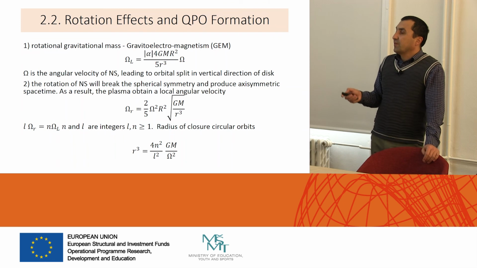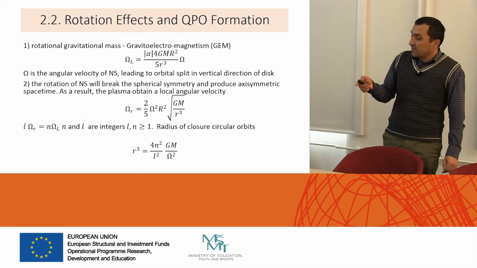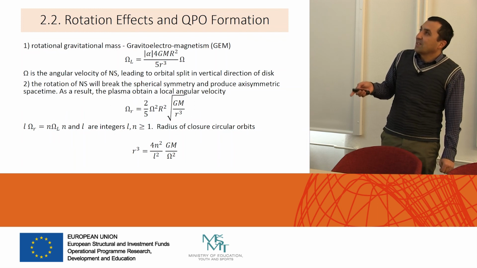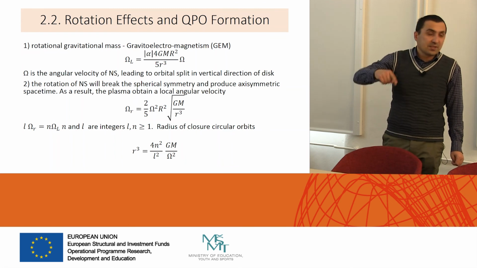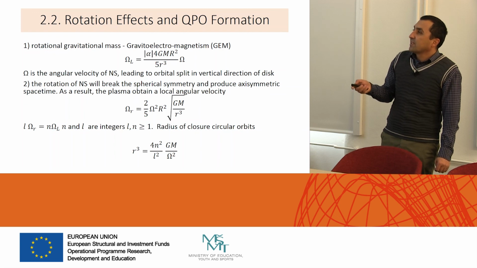The radius of closed orbits around neutron stars can be found using these expressions, and from them we can extract this expression for the radius of the inner edge of the accretion disk in neutron stars. It is inversely proportional to the neutron star angular velocity, and proportional to the mass of the star.